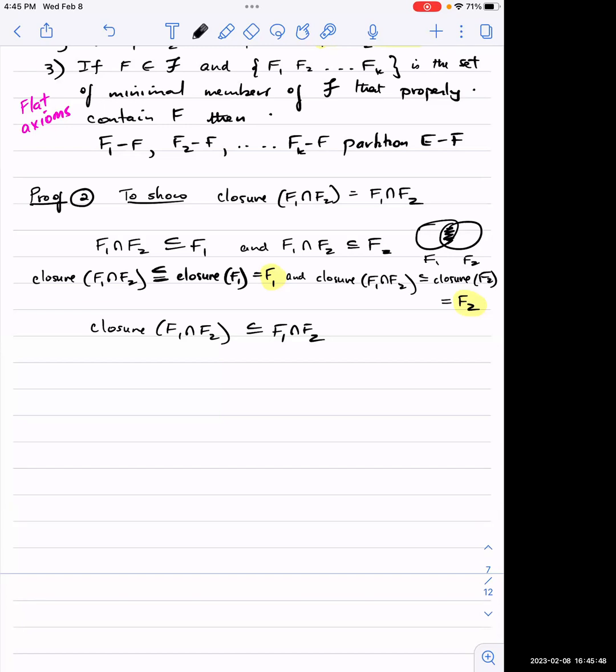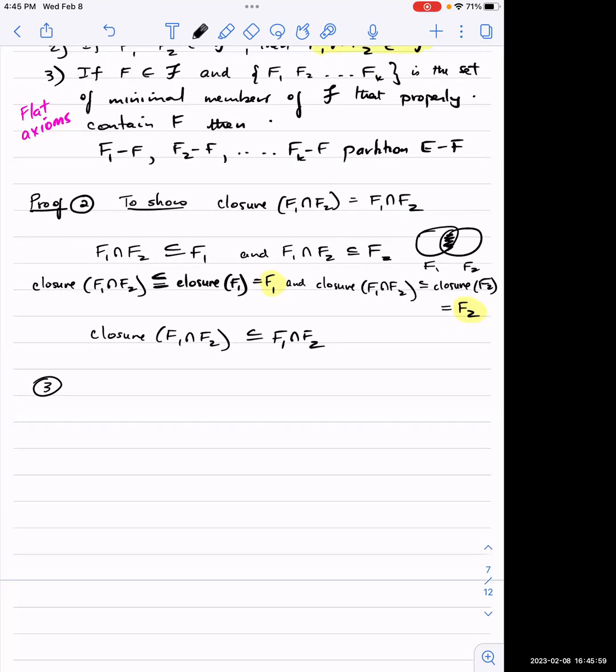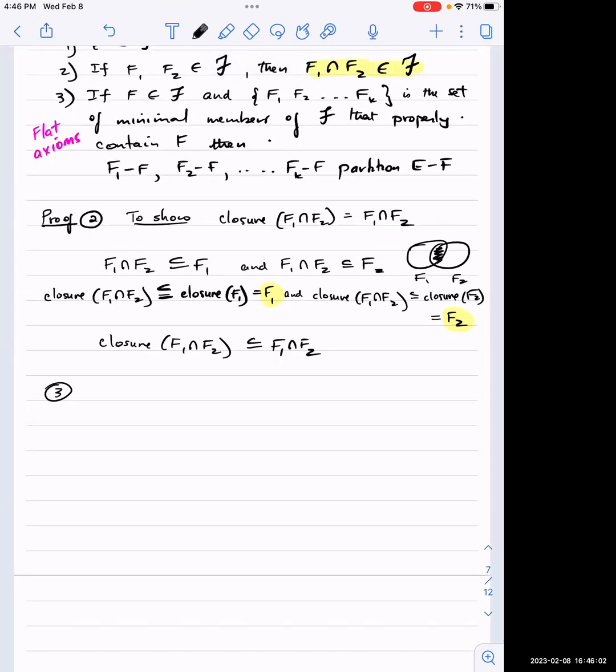And now let's do 3. And yeah, 3 is the amazing property here. So what are we trying to show? We want to show that it's a partition, right? So you have your selected flat over there, F. You have a set of minimal members of F, that means all the other flats that minimally contain F. And you want to show that that partitions the E minus F.